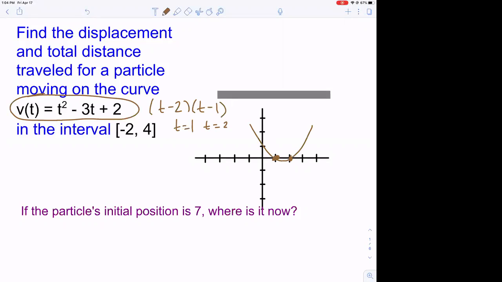If I plug in -2, -2 squared is 4, plus 6 is 10, plus 2 is 12. Yeah, so at -2, it's way up here. Comes down, dips below, and at 4, 16 minus 12 plus 2 is 4 plus 2 is 6. So it's back up here.